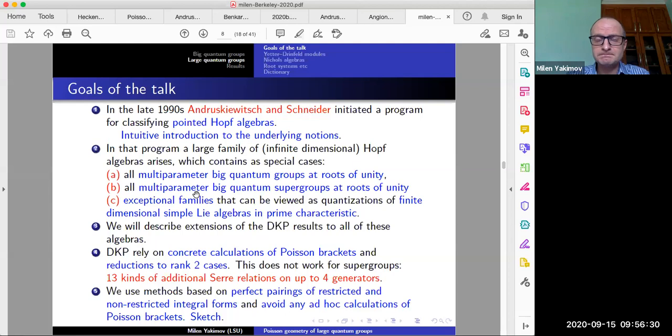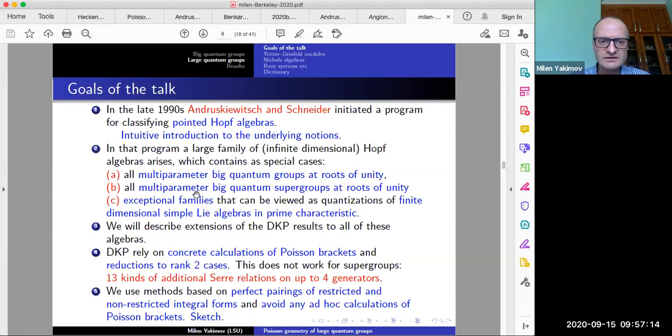So I want to provide a sort of intuitive introduction to this program, to the notions in this program, and do some sort of advertisement for this program. In that program, there is a very large family of infinite dimensional Hopf algebras. And as very special cases of this family, we get all multi-parameter, even big quantum groups at roots of unity, all big quantum supergroups at roots of unity. And we even have exceptional families that can be thought of as quantizations at roots of unity of some finite dimensional simple Lie algebras in prime characteristic.